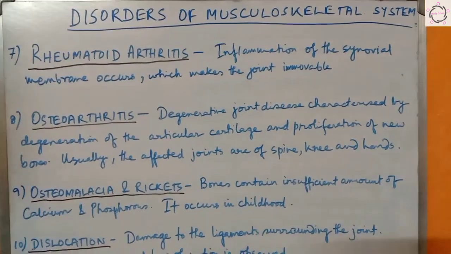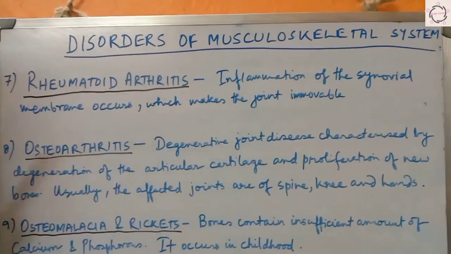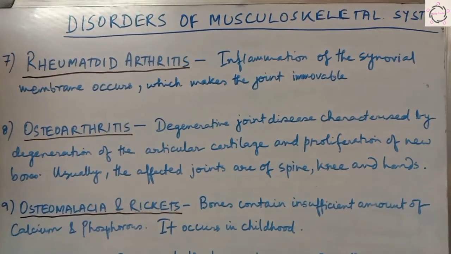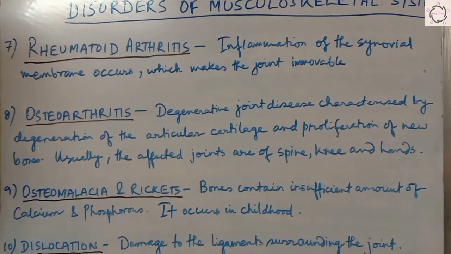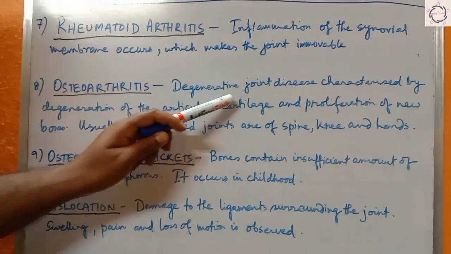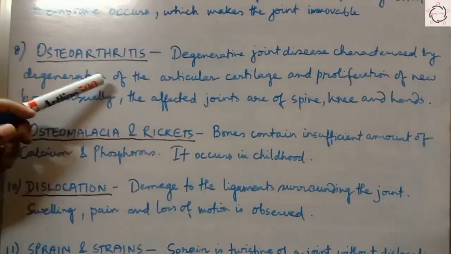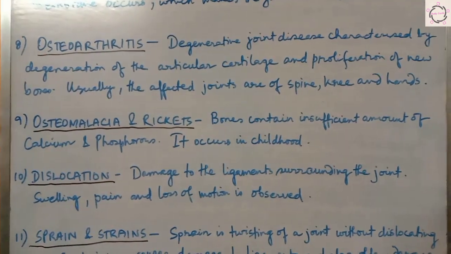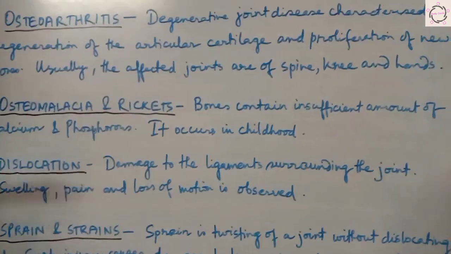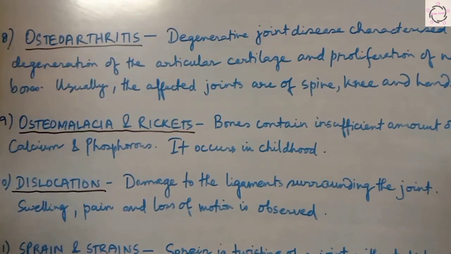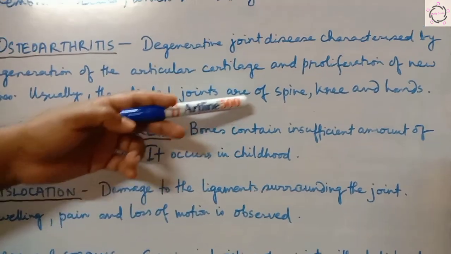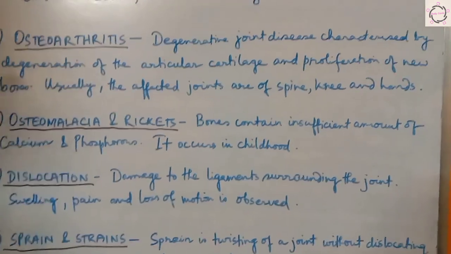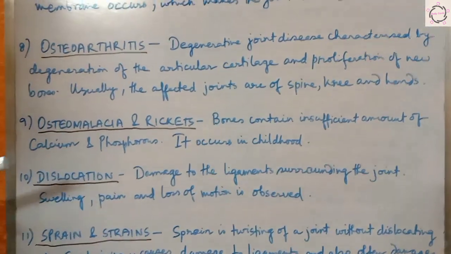Now next is rheumatoid arthritis, in which inflammation of the synovial membrane occurs, which makes the joint immovable. So number 8, osteoarthritis, which is a degenerative joint disease characterized by degeneration of the articular cartilage and proliferation of new bones. So here you see a gradual degradation of joints. Usually the affected joints are of spine, knee and hands. So here degenerative means a gradual degradation of joint.